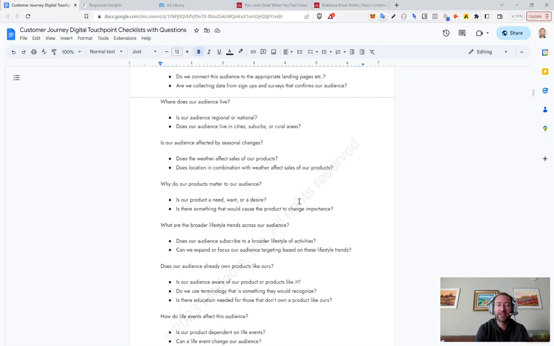Is there something that would cause the product to change in importance? Yes, 100%. It's usually a benefit or a feature of something that they didn't know about, or weren't aware existed, or weren't aware was an option for them. That's your biggest transfer of behavioral change, if you can move someone from a need into a want to reconsider something.